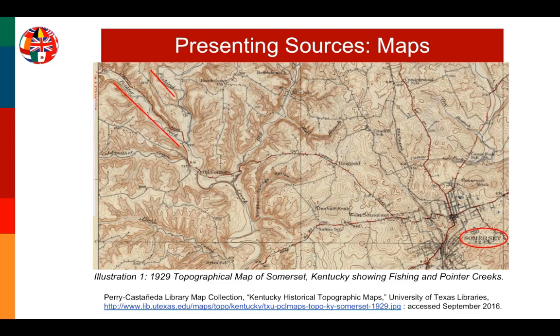Here's the reference map labeled as Illustration 1, showing the close proximity of Fishing Creek and Pointer Creek to each other, with red lines in the upper left. There's a red circle drawn around the town of Somerset to show it in relation to the two creeks.